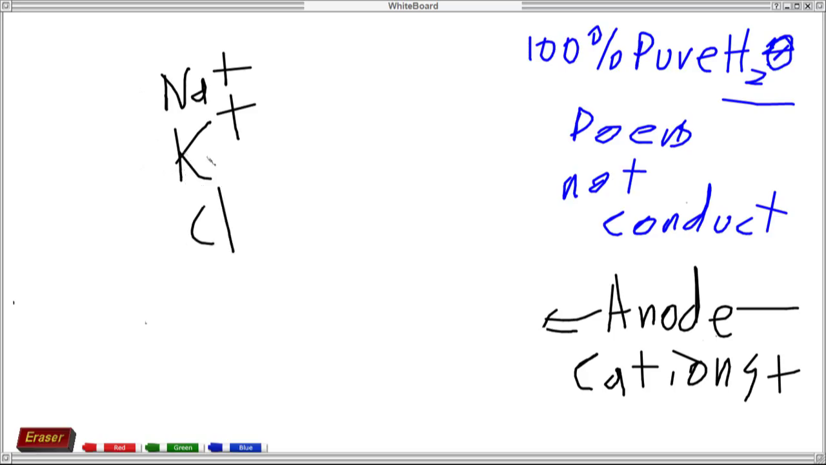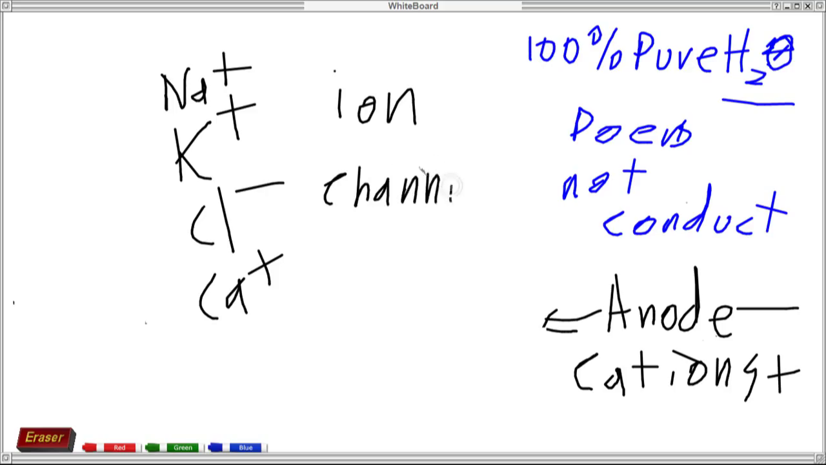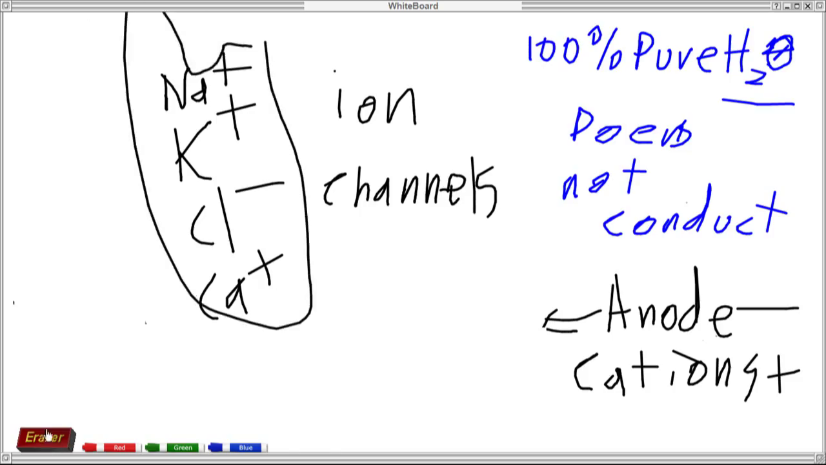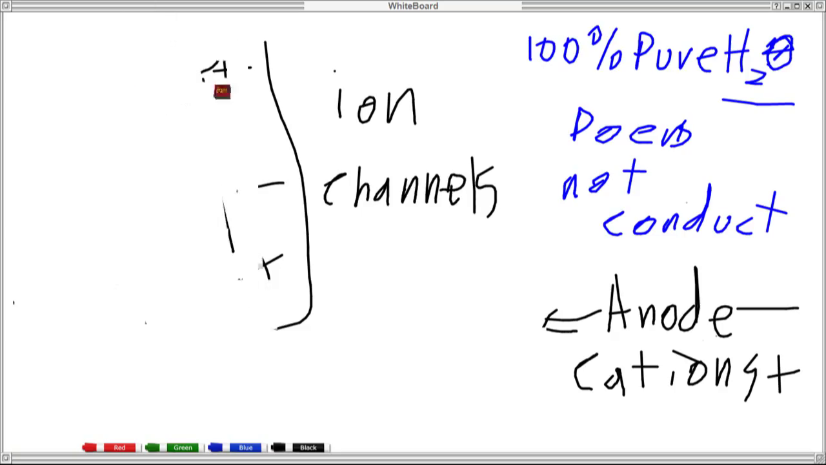like chlorine or calcium. It uses these in what they call ion channels, which reside in our nervous system. And it needs these vital ions.